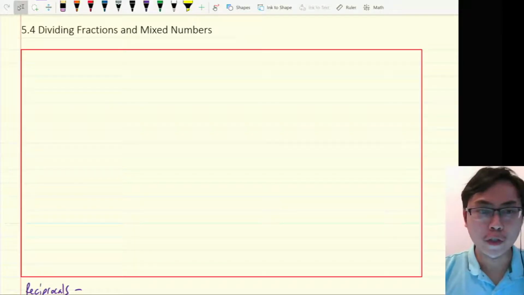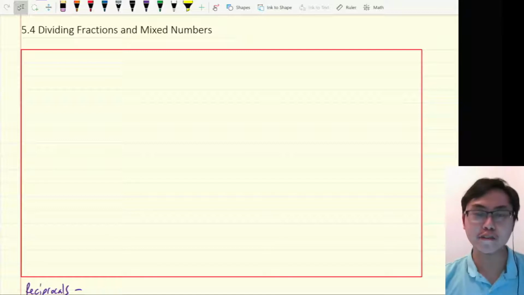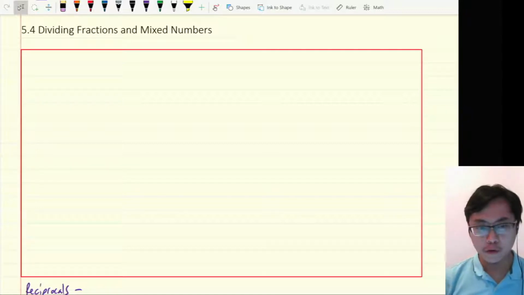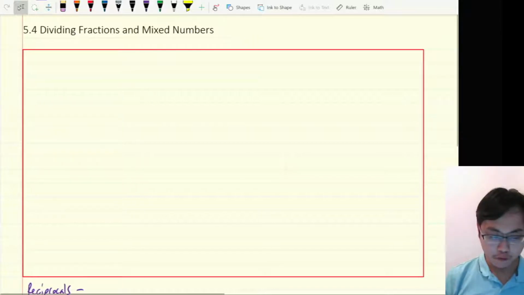Hello, grade 8. So today we'll be moving on to the last topic of this chapter, which will be dividing fractions and mixed numbers. So first of all, let's go through a little bit of vocabulary. First thing I'm going to talk about is reciprocals.